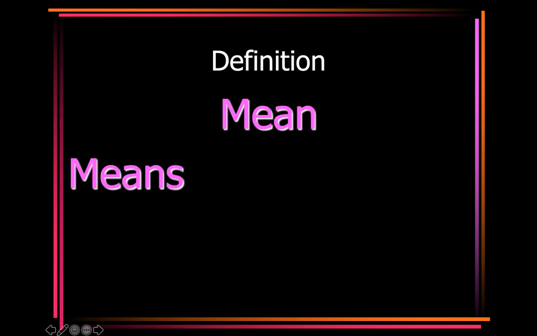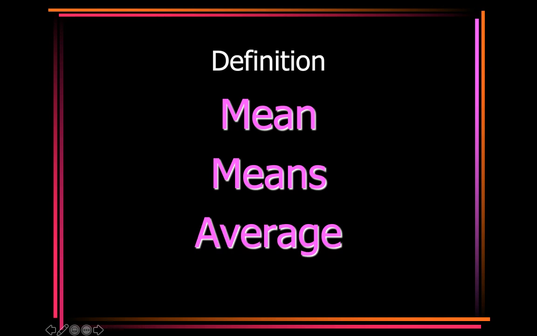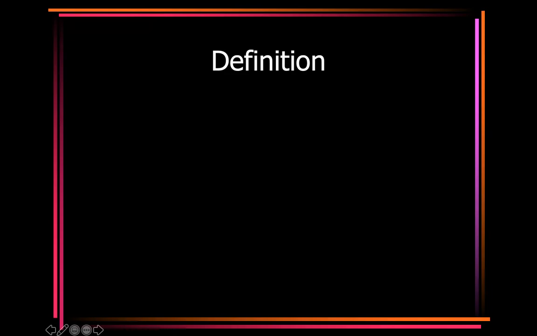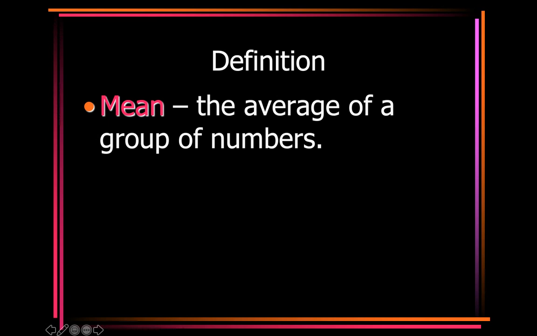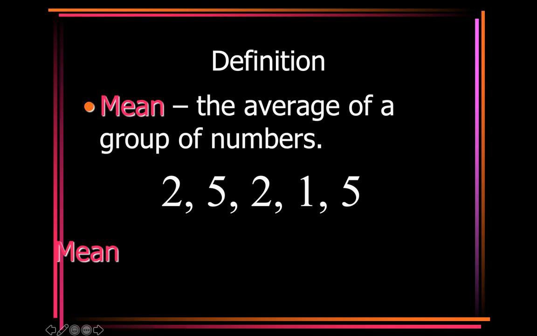Mean means average. Okay? Mean means average. It's the average of a group of numbers. So for example, if I have the numbers 2, 5, 2, 1, and 5, I would have to get the mean. In order to do this, I'd have to add them all together, divide by how many numbers there were, and that gives me my answer, in this case, 3.